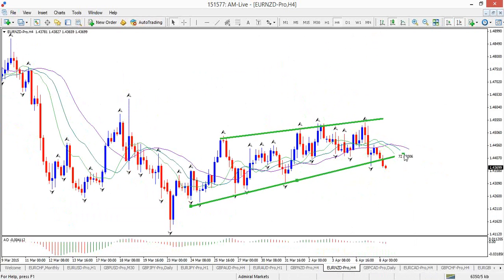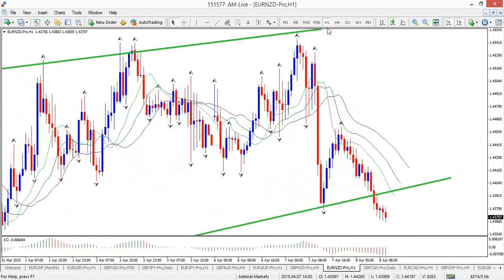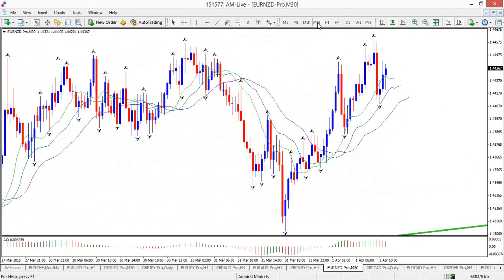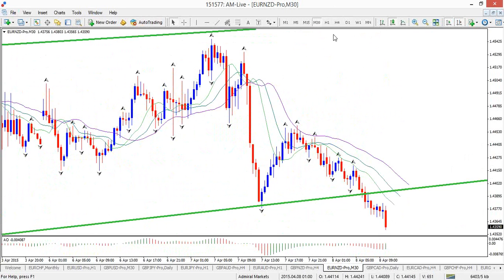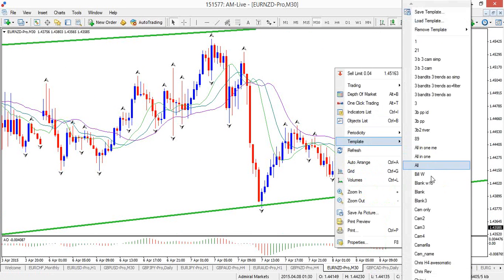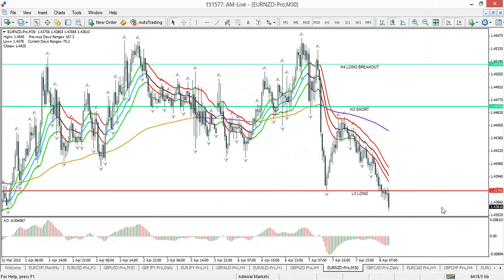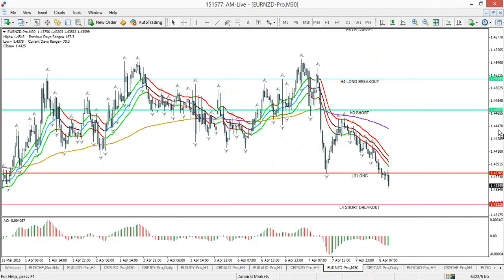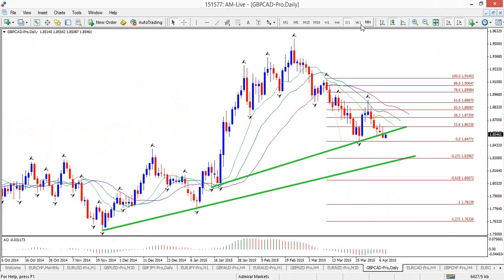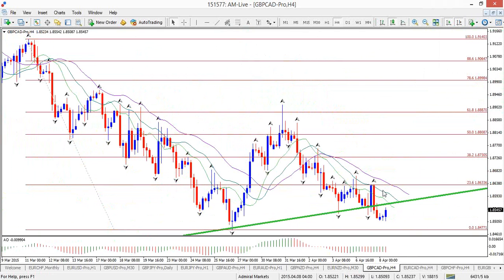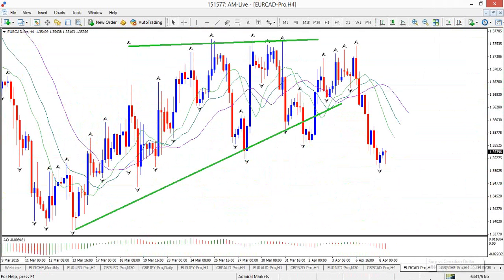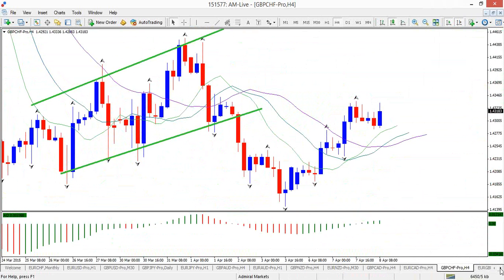Euro New Zealand could be interesting. Trying to push through. Trying to push through the L3 too. All right, that could be very interesting. Let's take a look at the Pound CAD. This is in the downtrend too. That could be interesting. Euro CAD too. So perhaps these three will provide some setups to look at.